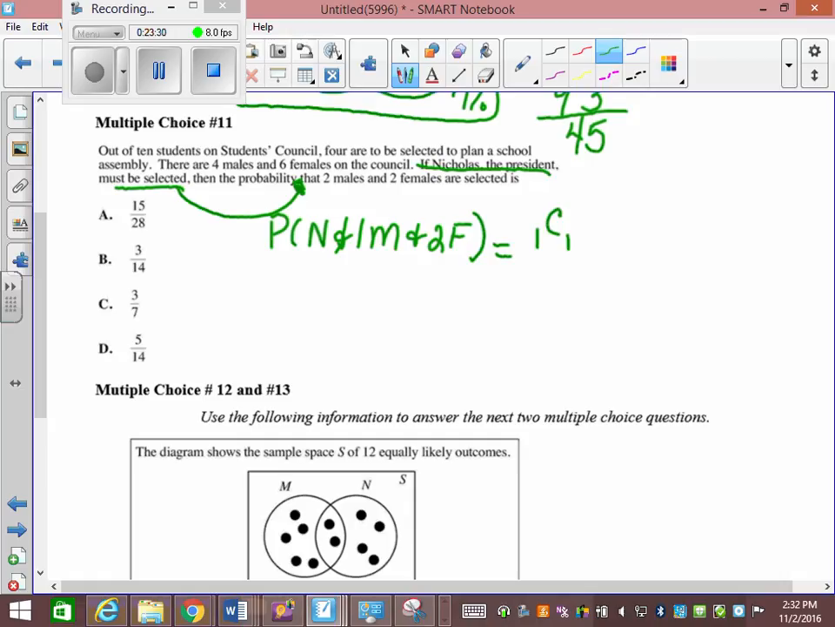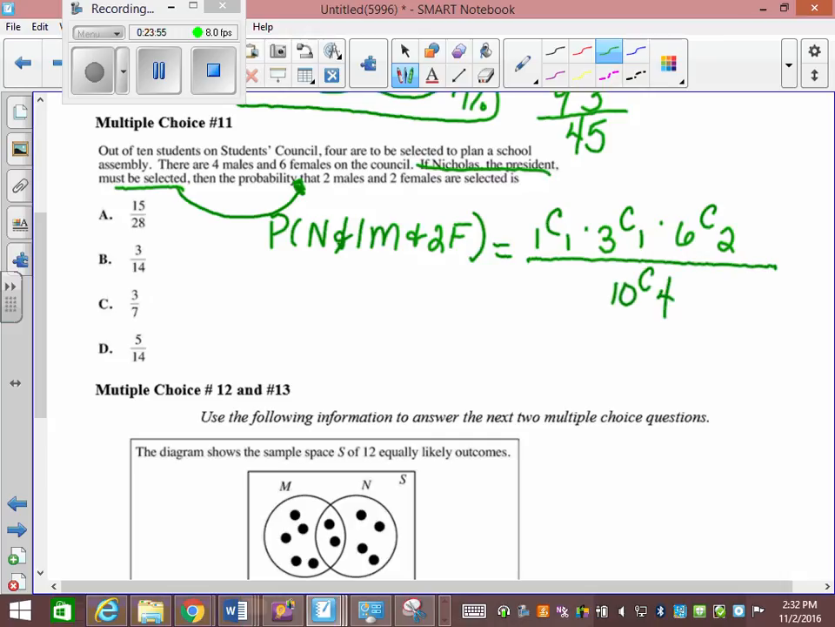So 1 choose 1 gets you Nicholas, and then 3 choose 1. Why did I do 3? Because there's 3 males left. Choose 1 because I already have 1 male in Nicholas. And then 6 choose 2. And then on the bottom, what am I going to have?